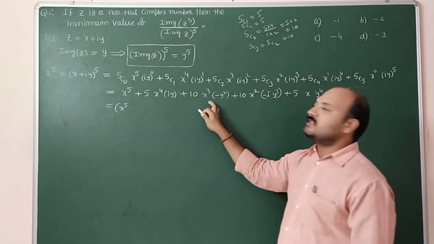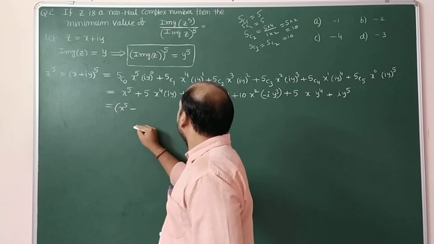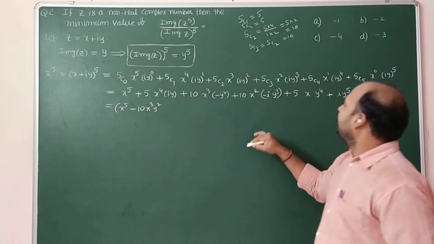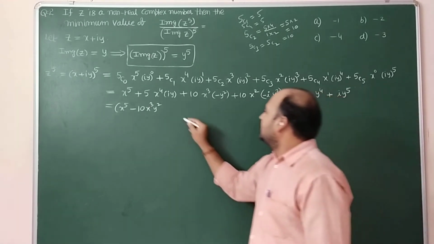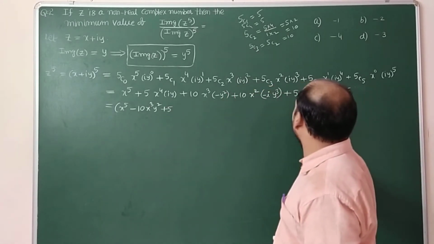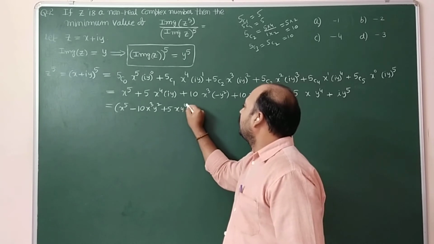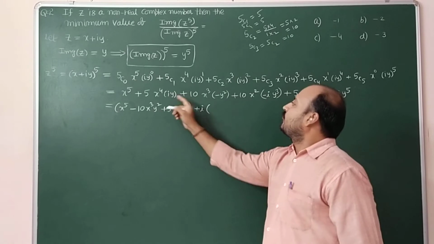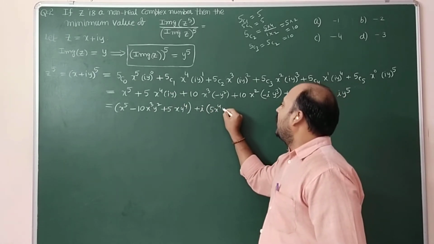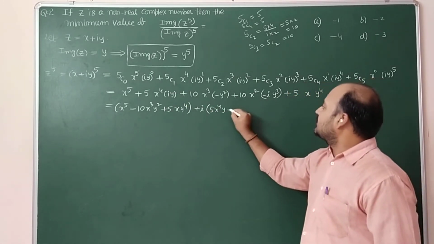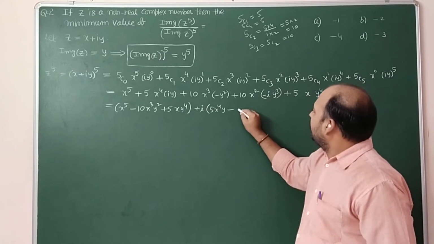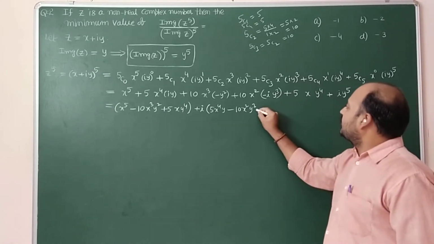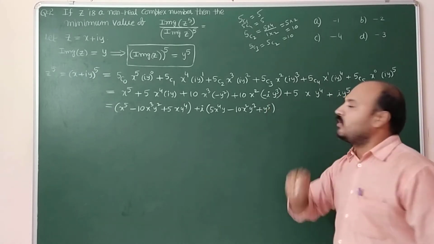in this i is there, in this i is not there, so minus 10 x cube y square, here plus 5 x y power 4. Plus, i terms I am writing: 5x power 4 into y, minus 10x square into y cube, plus y power 5.